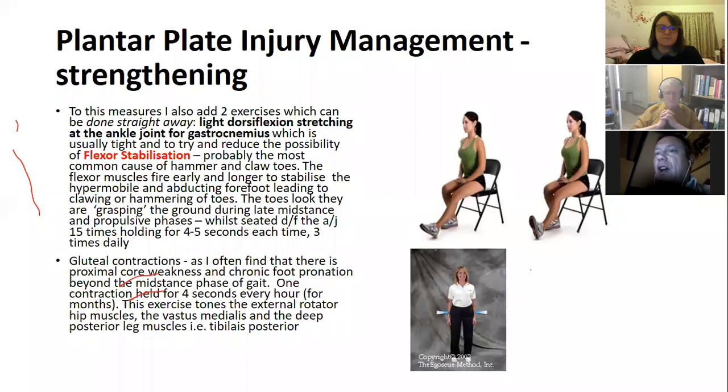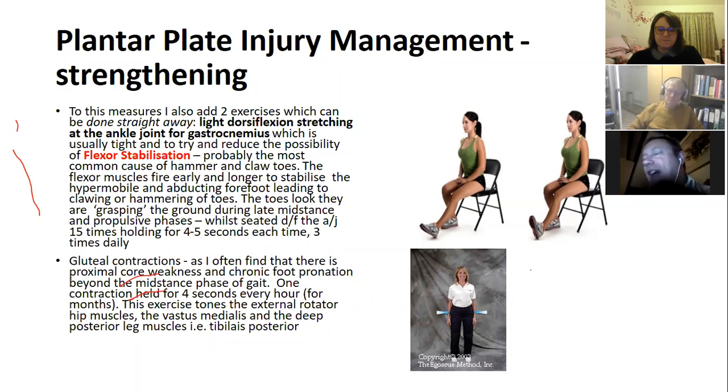Do this around about 3 times 15 a day if you can. More would be better, but whilst you're seated, maybe watching telly or seated for whatever reason, do that pull up, hold for a few seconds, let go. Just keep it going, okay?